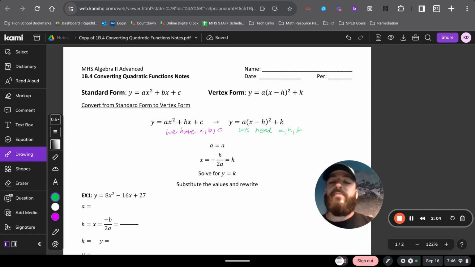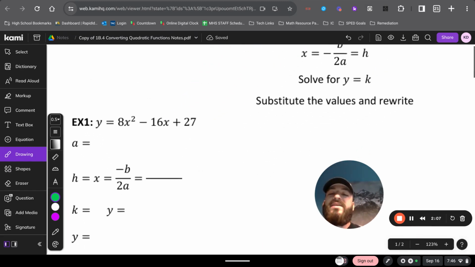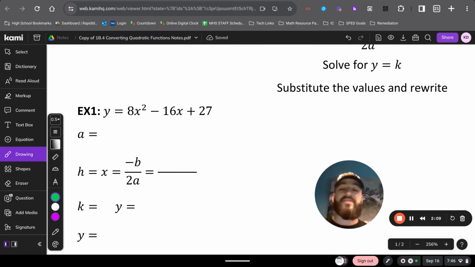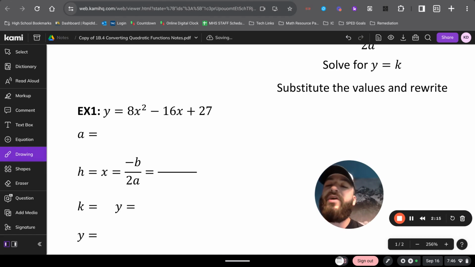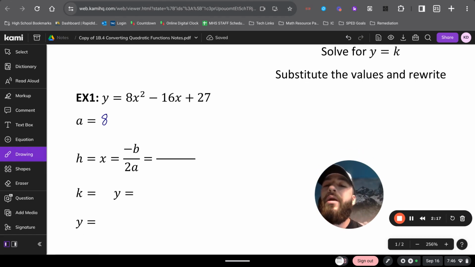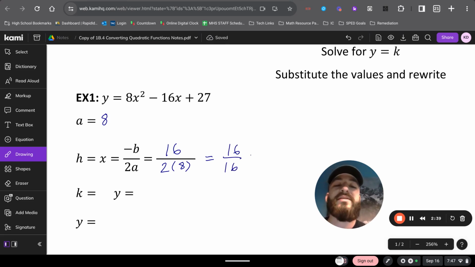Okay, so let's actually see it in practice. So we have example 1, y is equal to 8x squared minus 16x plus 27. So first thing we want to note right off the bat is that we do already have that a value, which is that value in front of our x squared. So a is equal to 8. All right, next we want to go ahead and calculate that h value. So h is equal to negative b over 2a. So negative 16 is going to be positive 16, and then over 2 times our a value of 8. Then I just want to simplify from there. So 16 over 2 times 8 is 16 over 16, and 16 over 16 would be equal to 1.